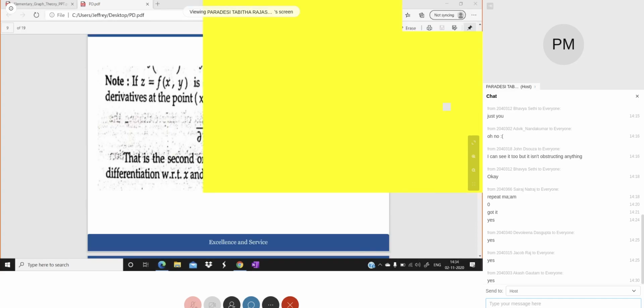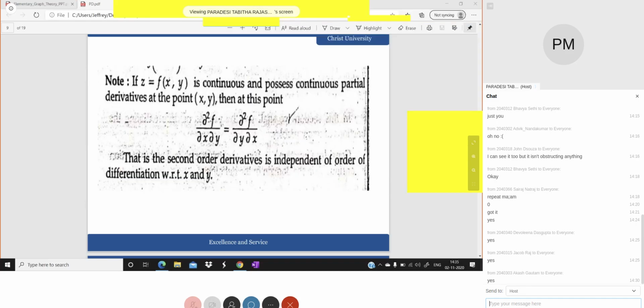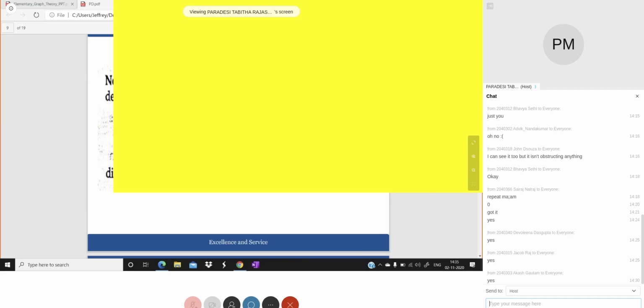Okay, the same note which we mentioned earlier: the second order partial derivatives are independent of the order of differentiation. Same thing we wrote earlier, we are mentioning here. fxy is the same as fyx.